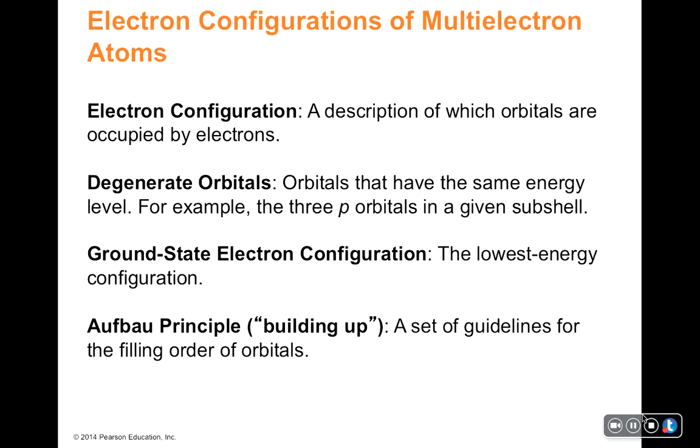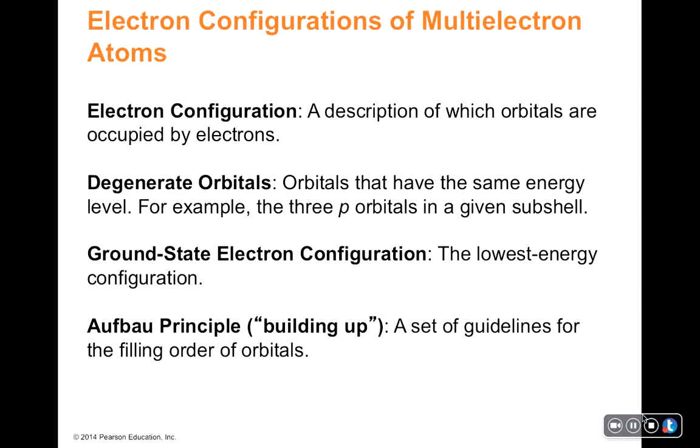Okay, so we're building up to actually coming up with electron configurations and orbital diagrams. Some terminology here to help you with that. An electron configuration describes which orbitals are occupied by electrons. So essentially it describes, if you have an atom with 6 electrons, where are we going to find those electrons? Degenerate orbitals are orbitals that have the same energy level. So those 3p orbitals in a particular subshell, say 3px, 3py, 3pz, those 3 orbitals are degenerate because they're on the same energy level to each other.